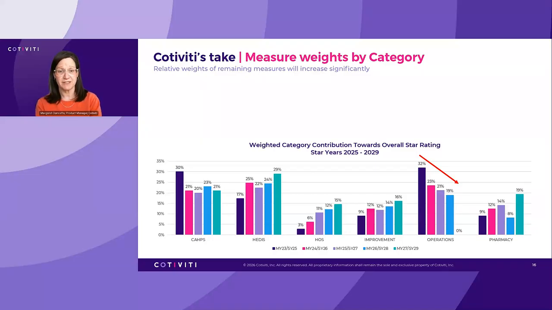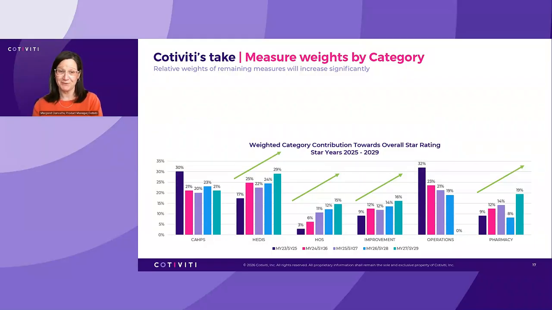So take a look at the operations category. If CMS codifies the removal of the 12 operations measures, then this category will effectively be eliminated in star year 2029. As a result, we would see the category weight of HEDIS, HOS, improvement, and pharmacy measures increase from prior years. If finalized as proposed, removing the typically high-scoring operations measures and increasing the value of the remaining measures sets us up for increased volatility. Plans will need to score well in all of the remaining measures. There's no room to hide mistakes or poor processes.